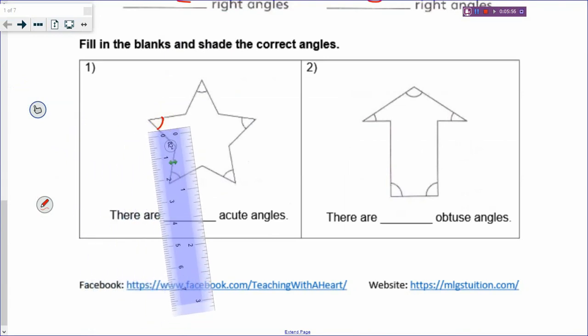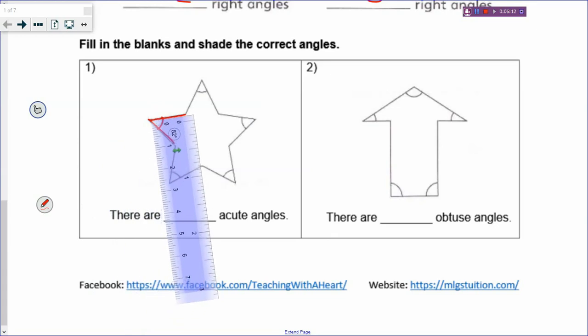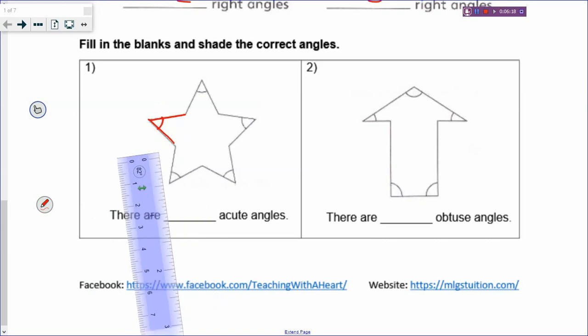But let's test. You put your ruler on any one of the two lines that form the right angle, and you can see the other line goes inside the ruler. Can you see that? You put your ruler on this line, and then you see this line going inside the ruler. If you do the same for all the other angles, you will see the lines going inside the ruler. So all these angles are less than 90 degrees, and they are called acute angles.